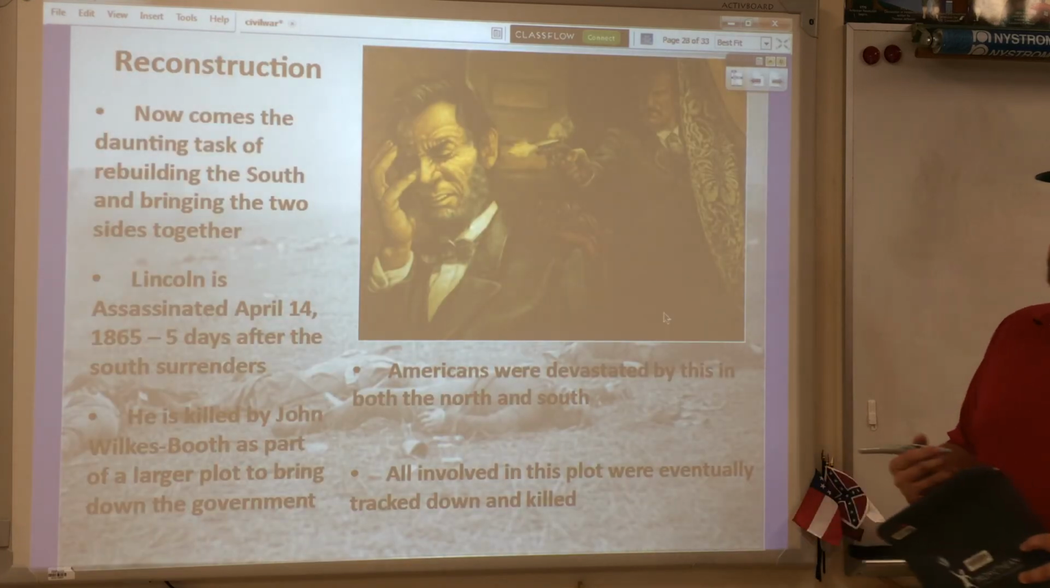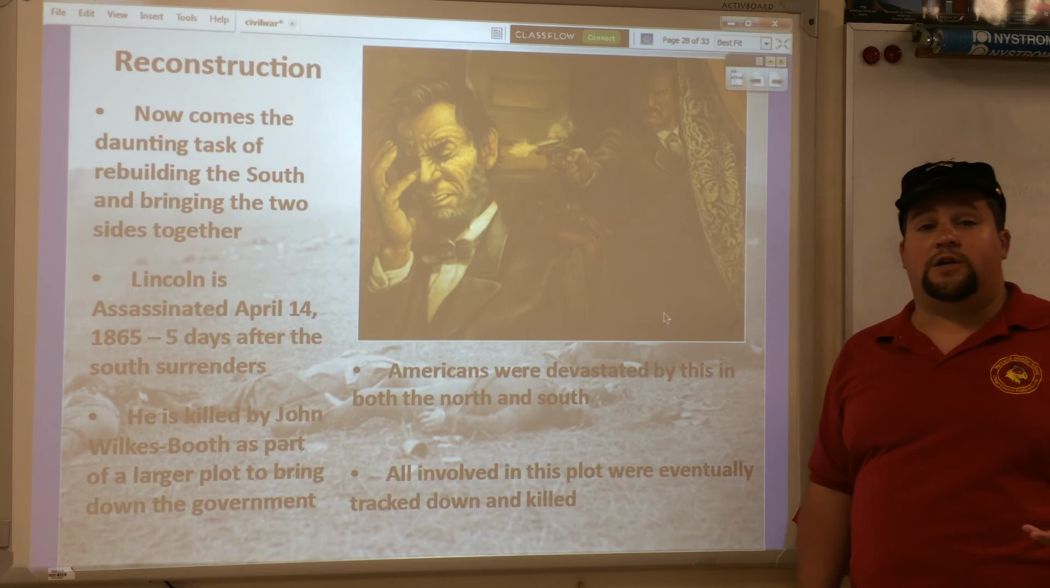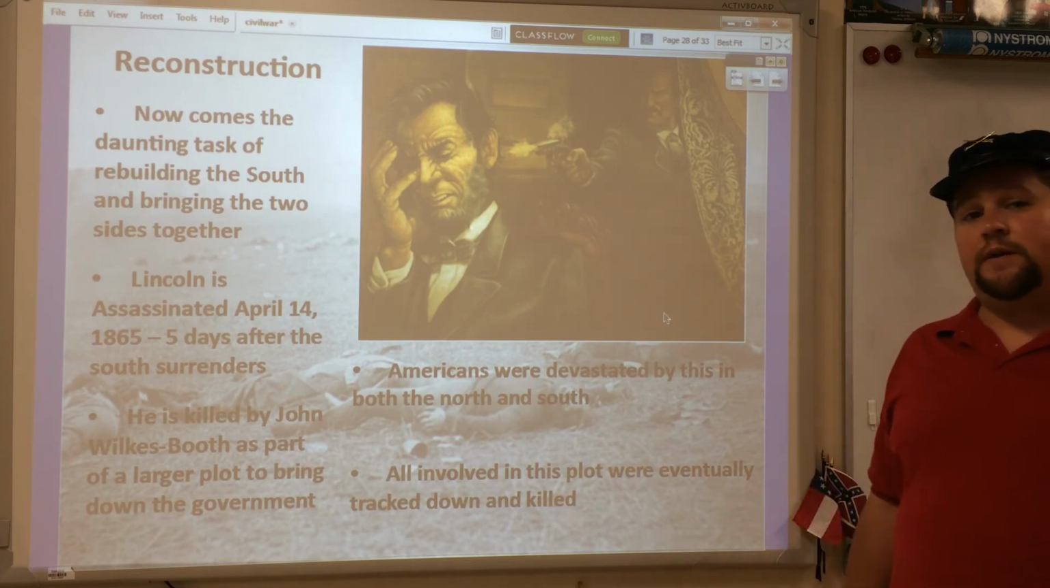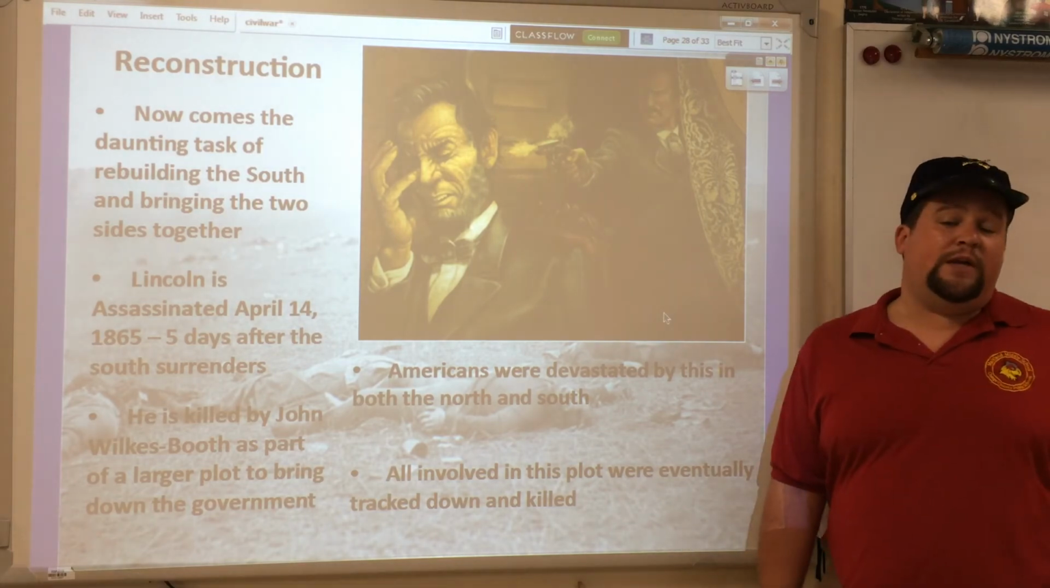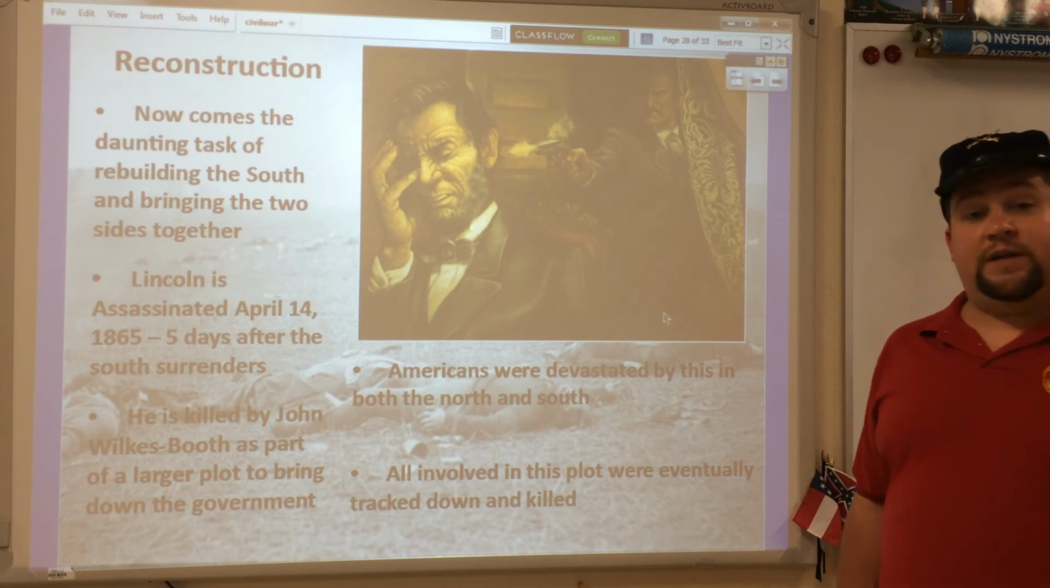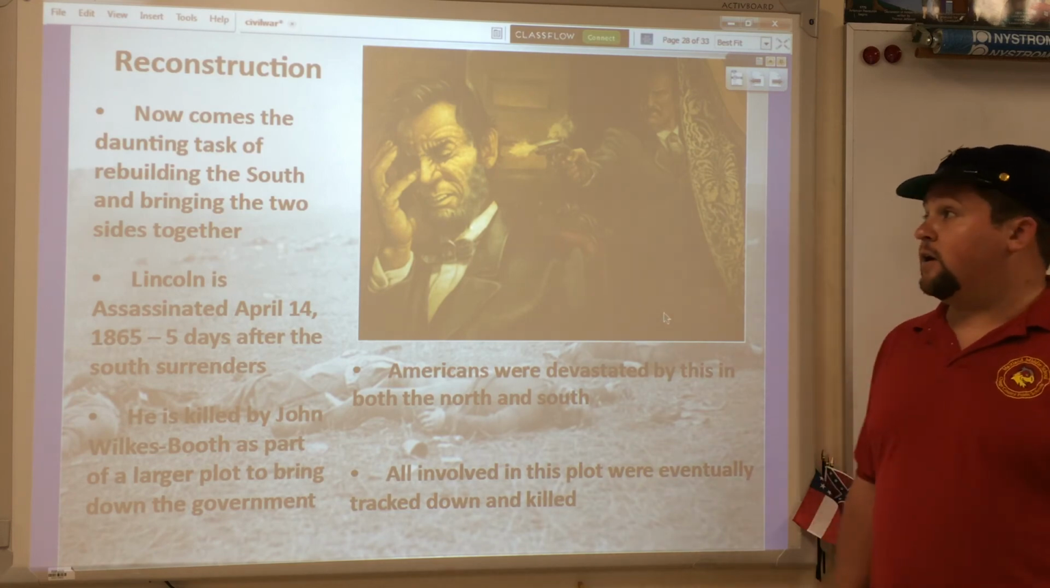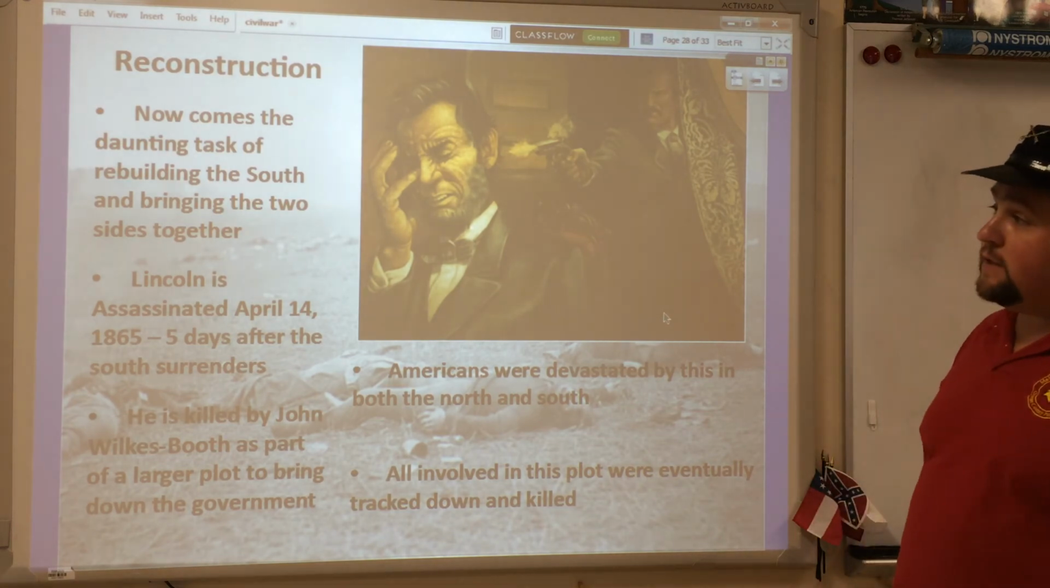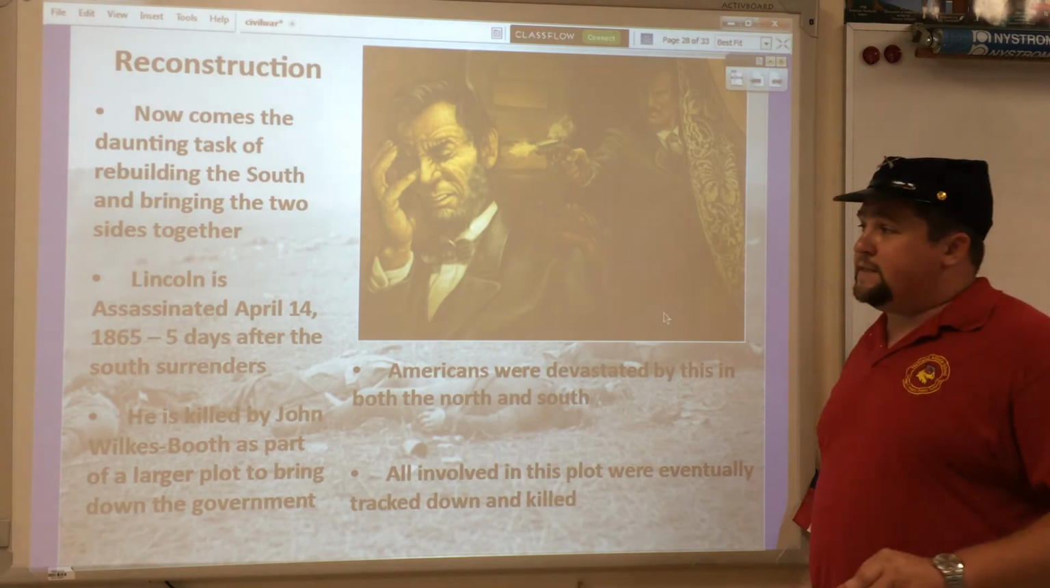Okay, now comes Reconstruction. The era of Reconstruction, right, deals with after the Civil War, and it talks about when the South, really the whole nation, has to rebuild, right, reconstruct our society, our country. So now comes the daunting task of rebuilding the South and bringing the two sides together.